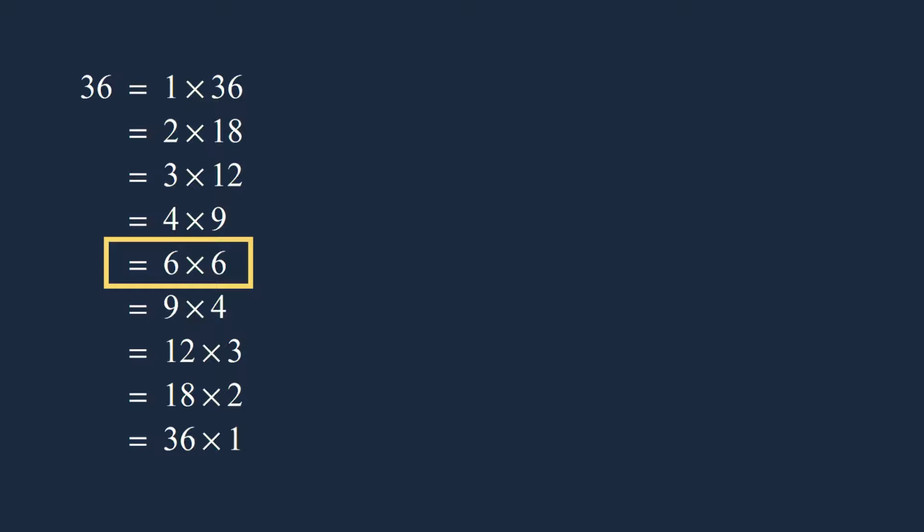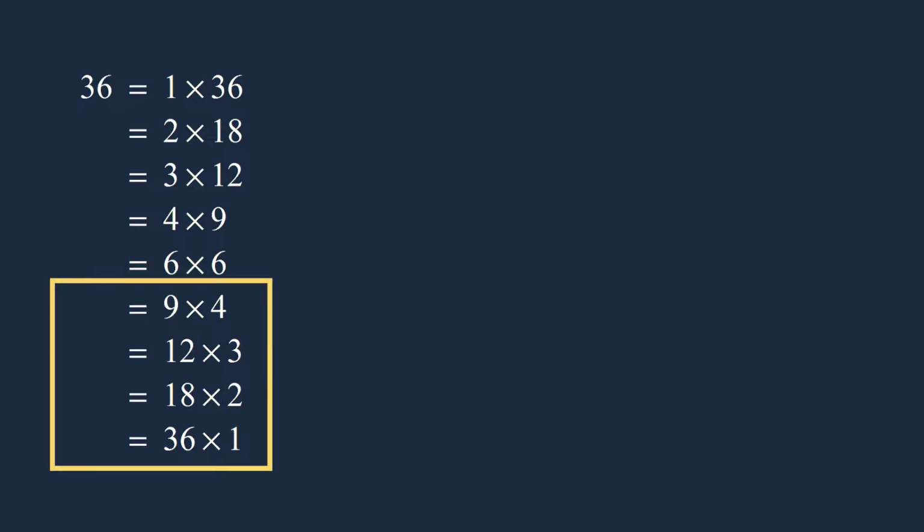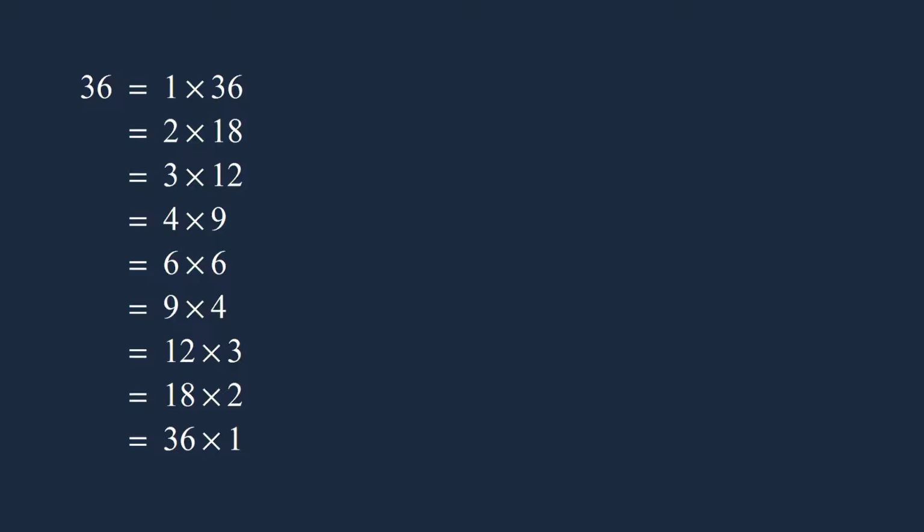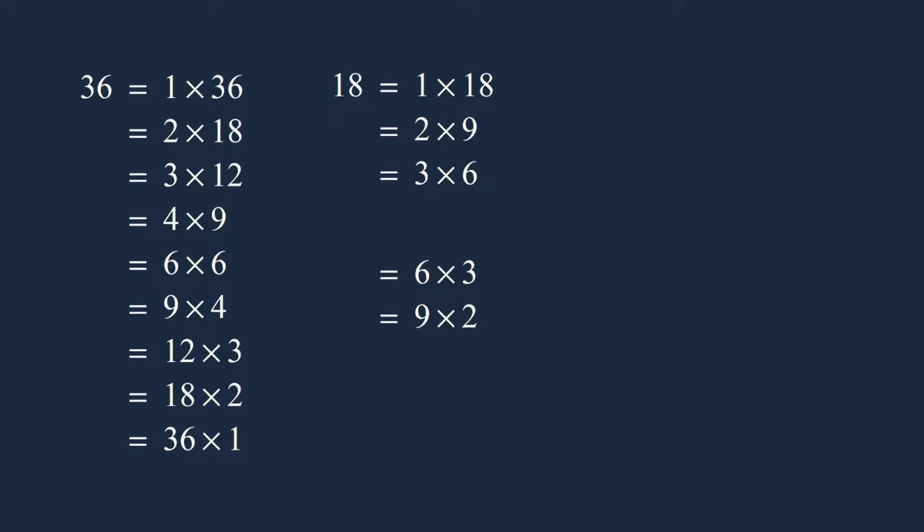36 is a perfect square, since it's equal to 6 times 6. Notice that the factorizations after this are the same as the factorizations before it, just in reverse order. If the number is not a perfect square, that's okay. To see why, look at 18. Here there are 6 products, and the first 3 and the last 3 are the same, just in reverse order.